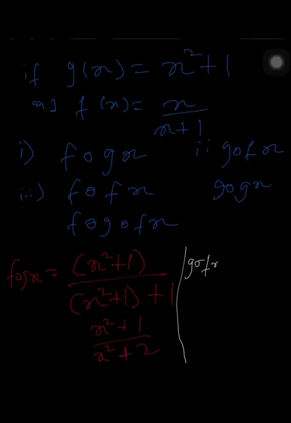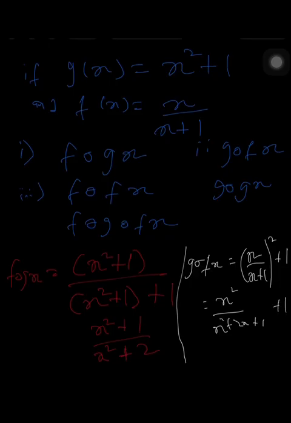Let's try and do the second one too here. G of f of x is simply inputting f of x into g of x, and that will be x over x plus 1 squared plus 1. This is going to be x squared over x squared plus 2x plus 1 plus 1. Simple.